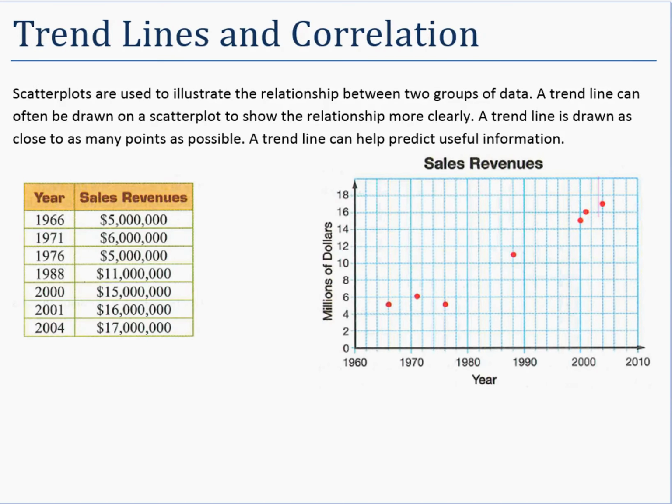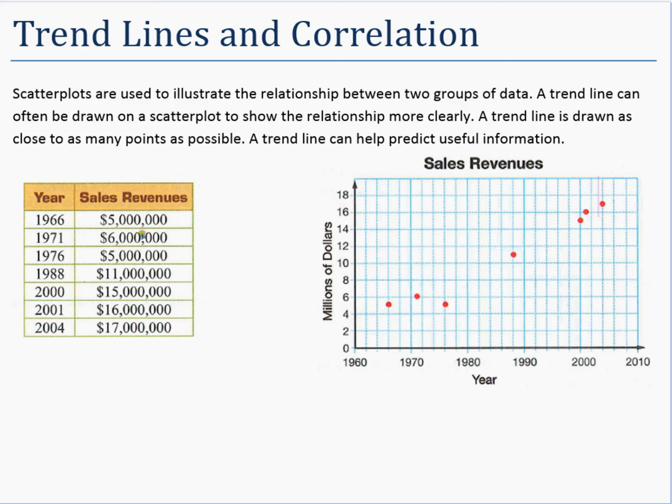Here we'll be looking at an application of lines and a good use for lines. These are called trend lines and correlation. As you can read here, scatter plots are used to illustrate the relationships between two groups of data. Down here in our table, we have the year of a certain company maybe, and then the sales and revenue.